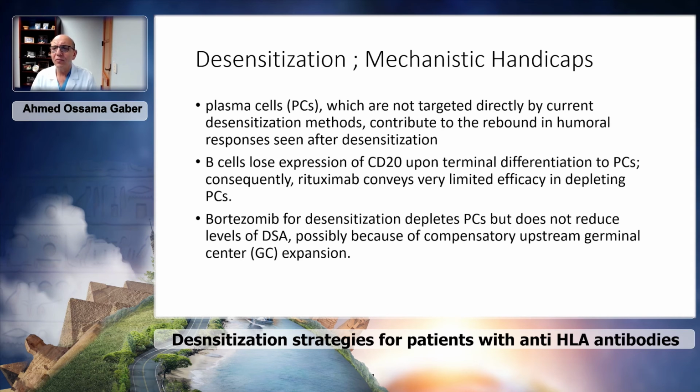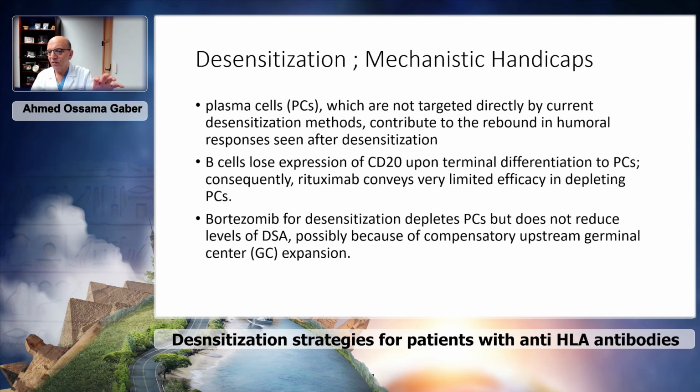Now, the mechanistic handicap to the current techniques of sensitization is that plasma cells are not targeted directly by any of the drugs we use. The B cells lose the expression of CD20 when they get differentiated to plasma cells. Consequently, rituximab is going to be of very limited efficacy. It's only going to try to get the B cells before they change to plasma cells. And bortezomib depletes the plasma cells, but does not reduce the level of DSA because there is some compensatory upstream germinal center expansion. So actually, what rituximab and bortezomib together do is act on the cells that are already formed.